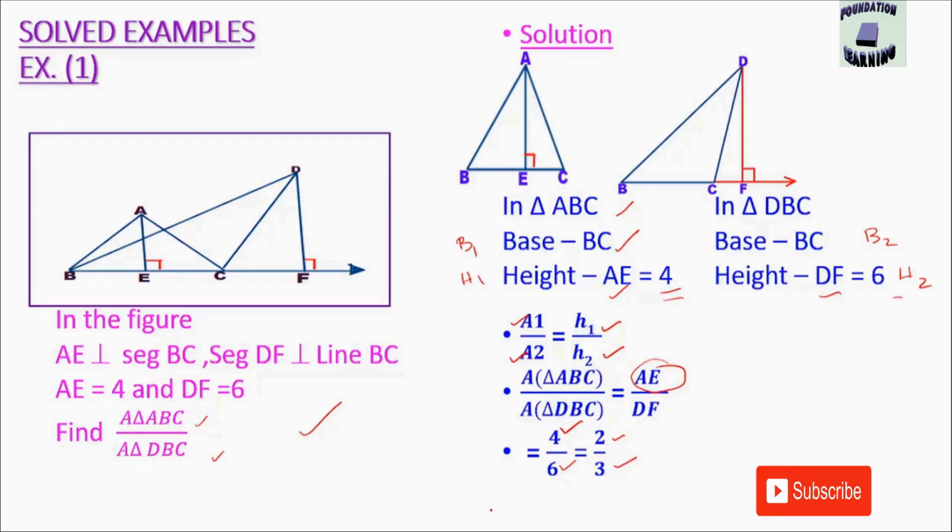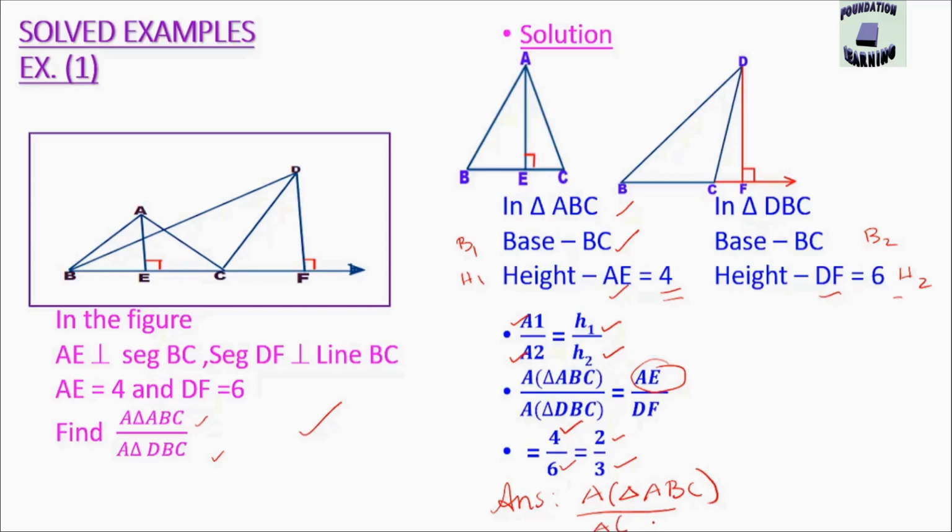So, write the answer neatly. Area of triangle ABC upon area of triangle DBC is equal to 2 upon 3.